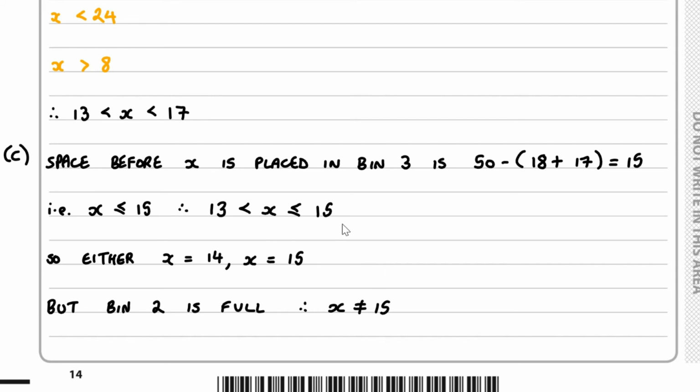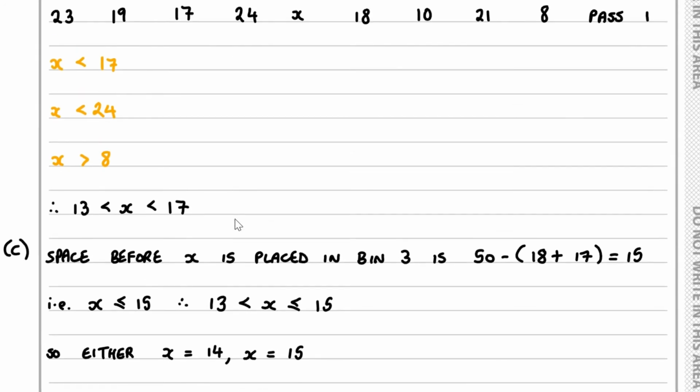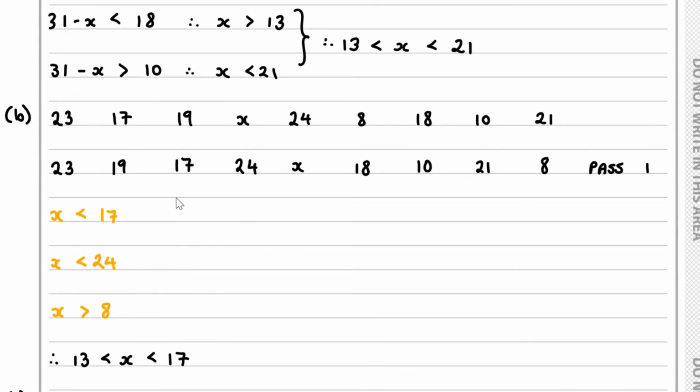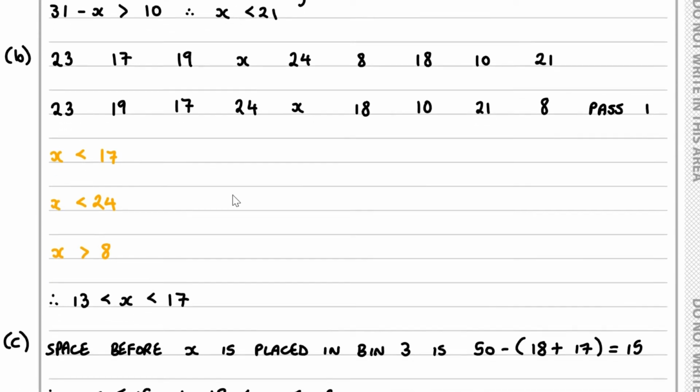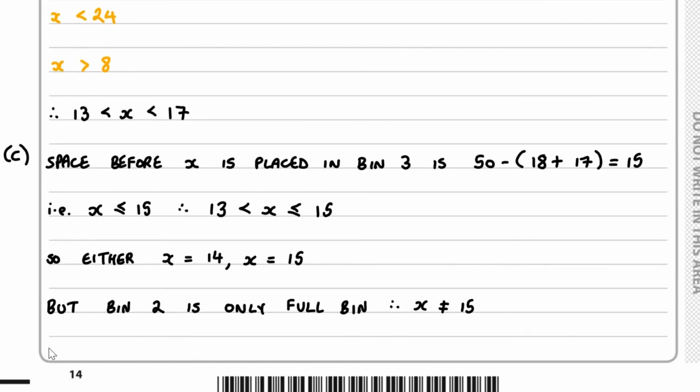Otherwise, if we place it into bin 3, rather they should say, but bin 2 is the only full bin. So therefore, x cannot equal 15. Because if we placed it into bin 3, that means bin 3 will have 0 space left over. So therefore, the only solution we can have is x equals 14.